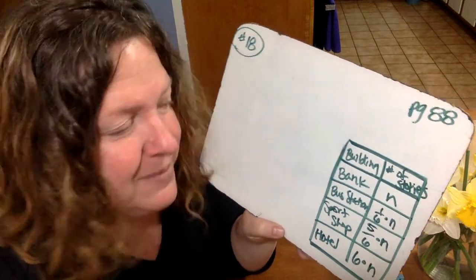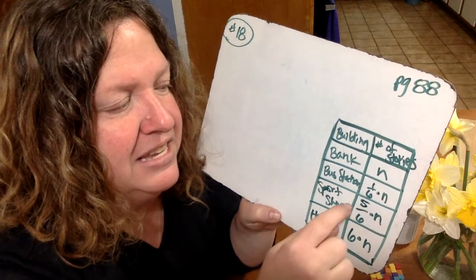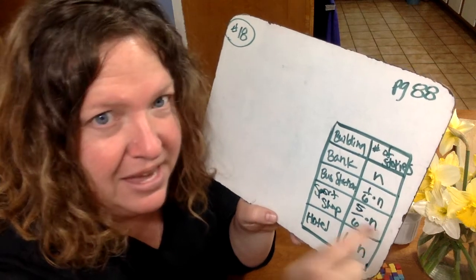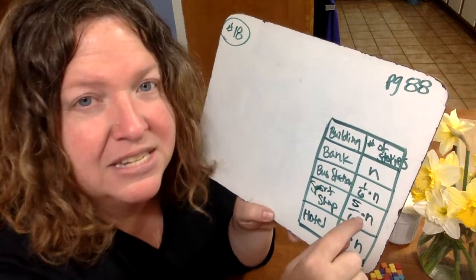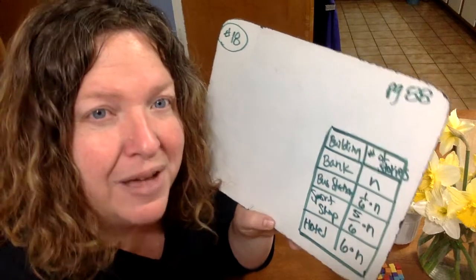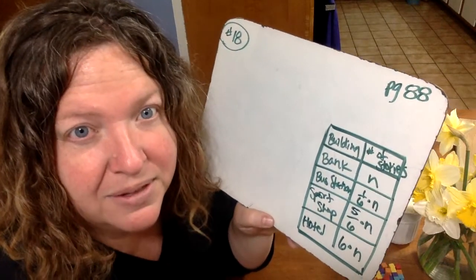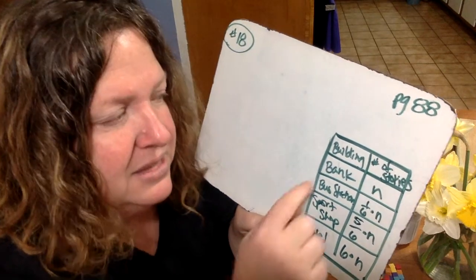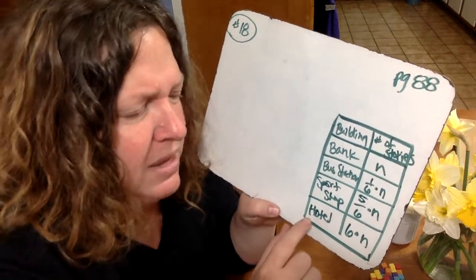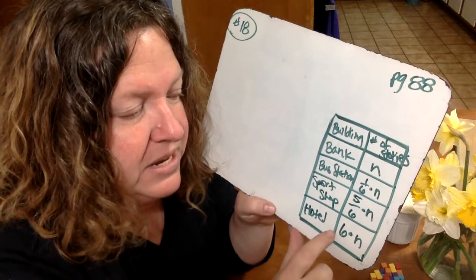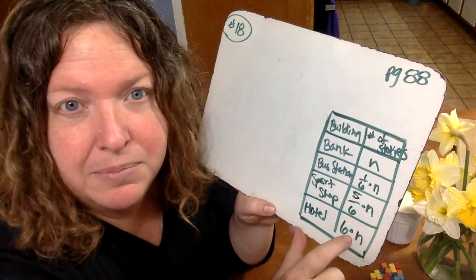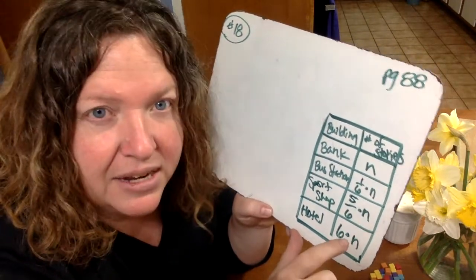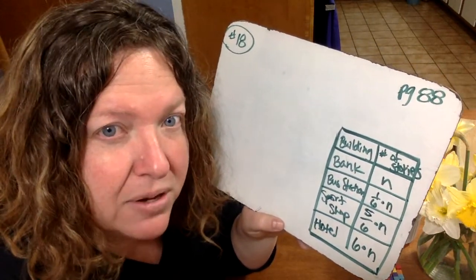Hold on to that idea. The sports shop is 5/6 of n. 5/6 times n. 5/6 of a group of n. Again, is that going to be more or less than the height of the bank? And then what about the hotel? The hotel is 6 times n. 6 groups of n. Is that going to be bigger or smaller?